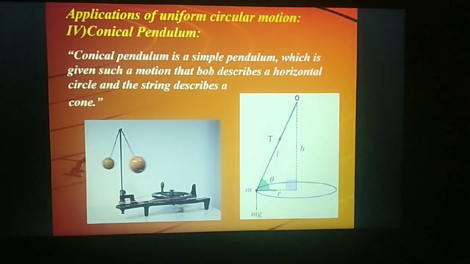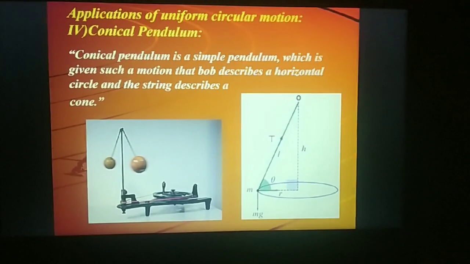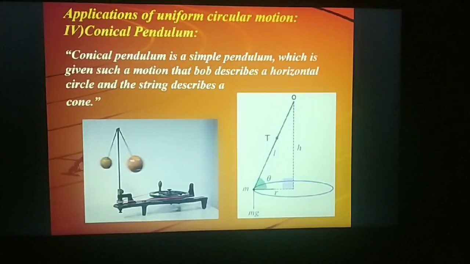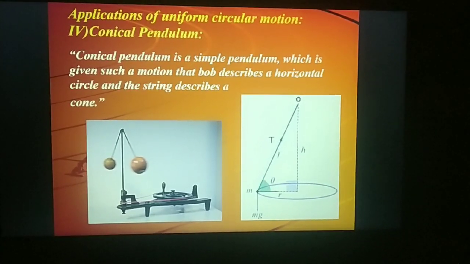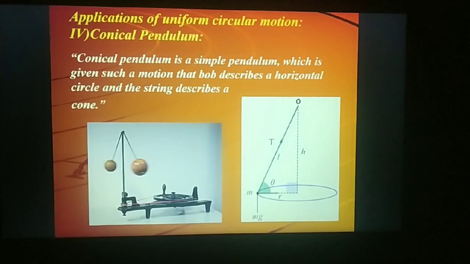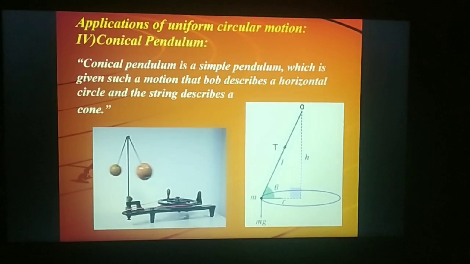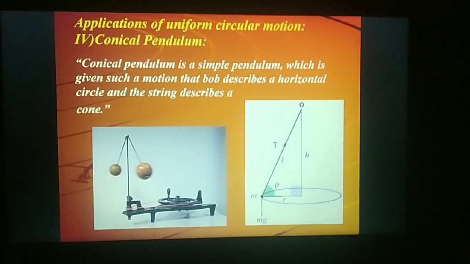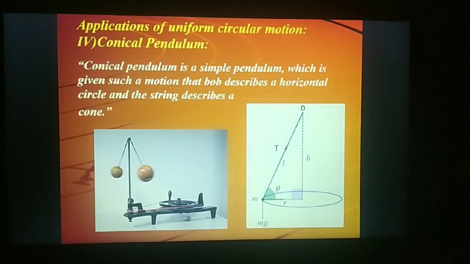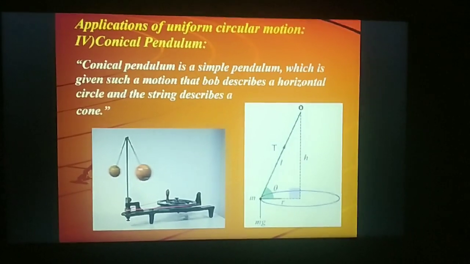First, what do you mean by a conical pendulum? To know the conical pendulum, you have to know the simple pendulum. A simple pendulum is a simple bob and string arrangement: a spherical bob is attached at the end of a string, and the other end of the string is fixed to a rigid support. That is known as a simple pendulum.